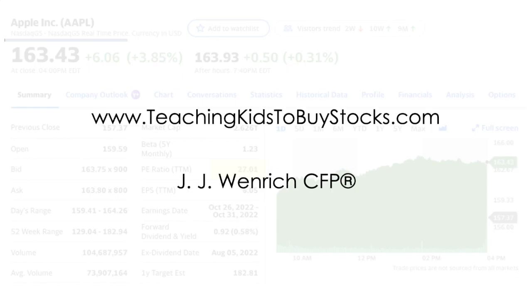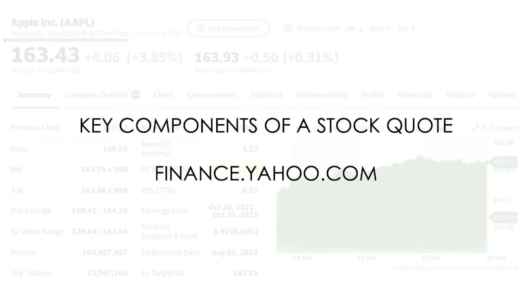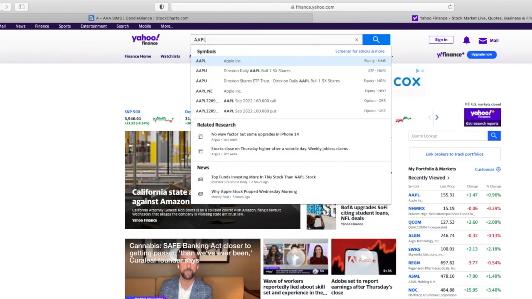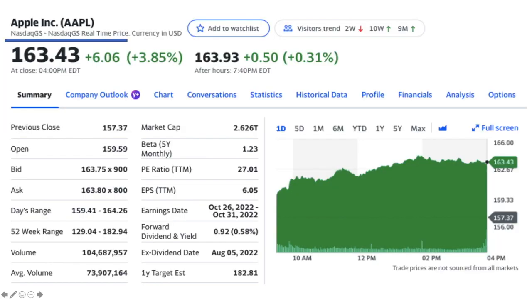Hey everyone, I want to do a quick video explaining some of the items you see when you pull up a quote for a particular stock. For this example, let's use Apple because it's the largest company in the world. As you can see, just type in the ticker symbol for the stock.